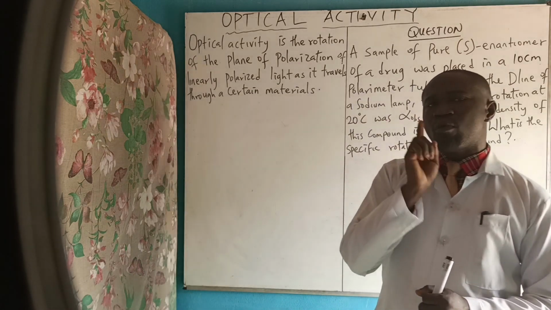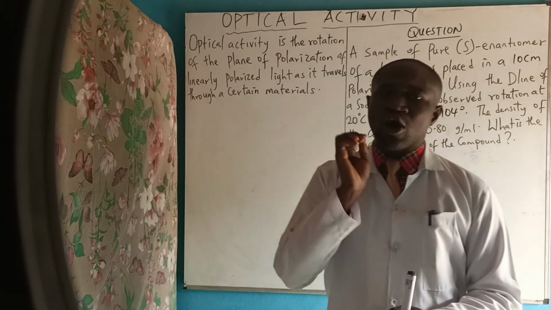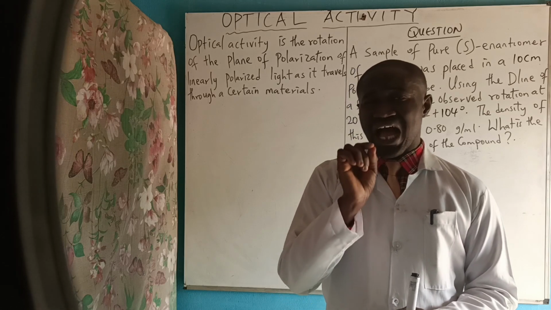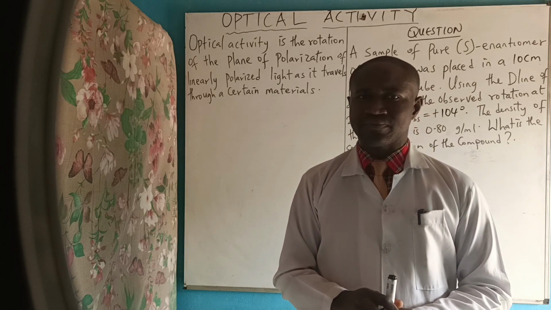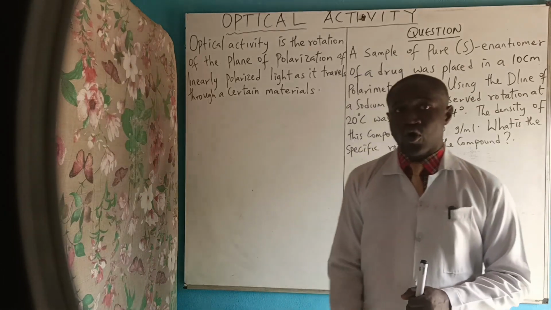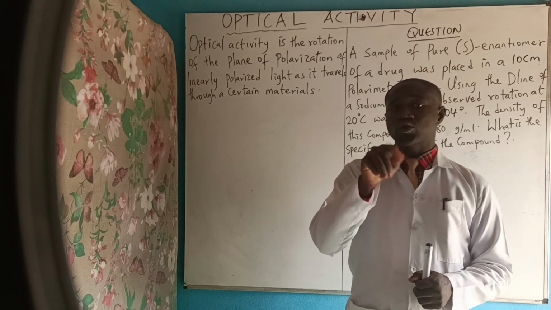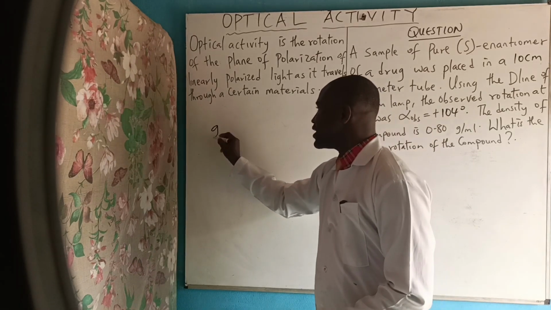Now, for a molecule, a substance, a drug, or anything to be called an optically active substance, it means that it has chiral centers. What do we mean by chiral centers? Let's take an example. One of the substances that is optically active, as you know, is glucose. Look at this glucose.